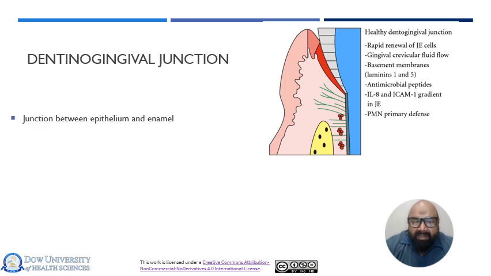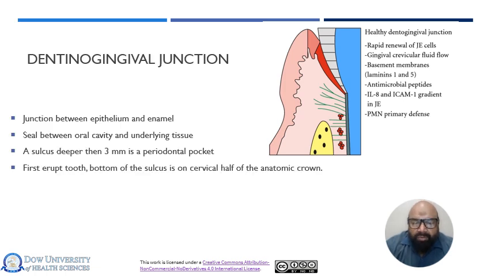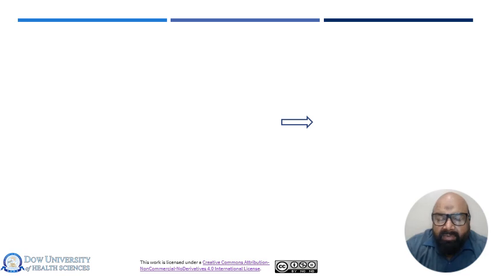So this is another example of the dentogingival junction. Some more features of the dentogingival junction are that it seals the tooth and the underlying tissues, and it has a little bit of inflammatory exudate and some polymorphonuclear leukocytes, which are permanent inhabitants of this place. But with age, it moves towards the cementum side.